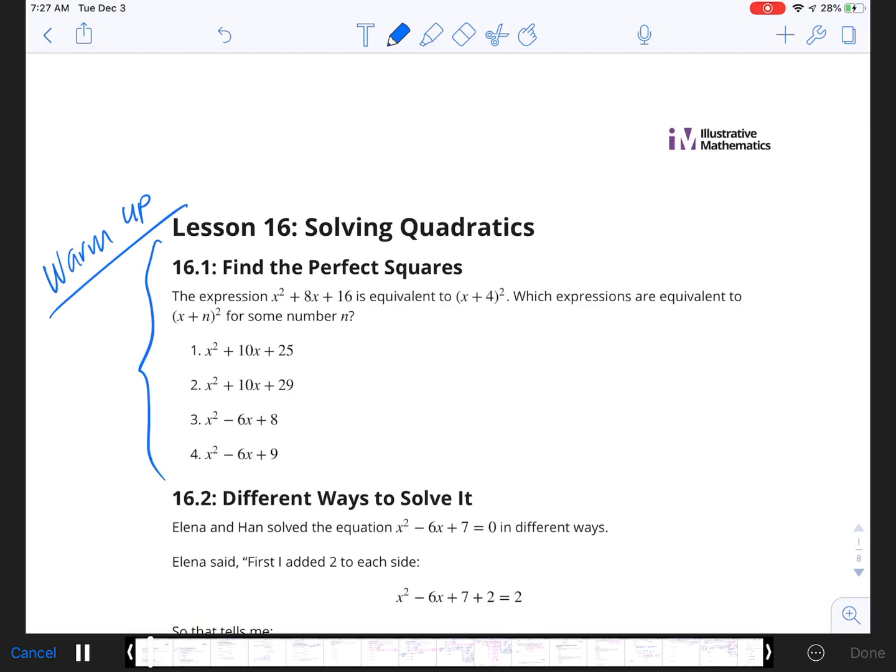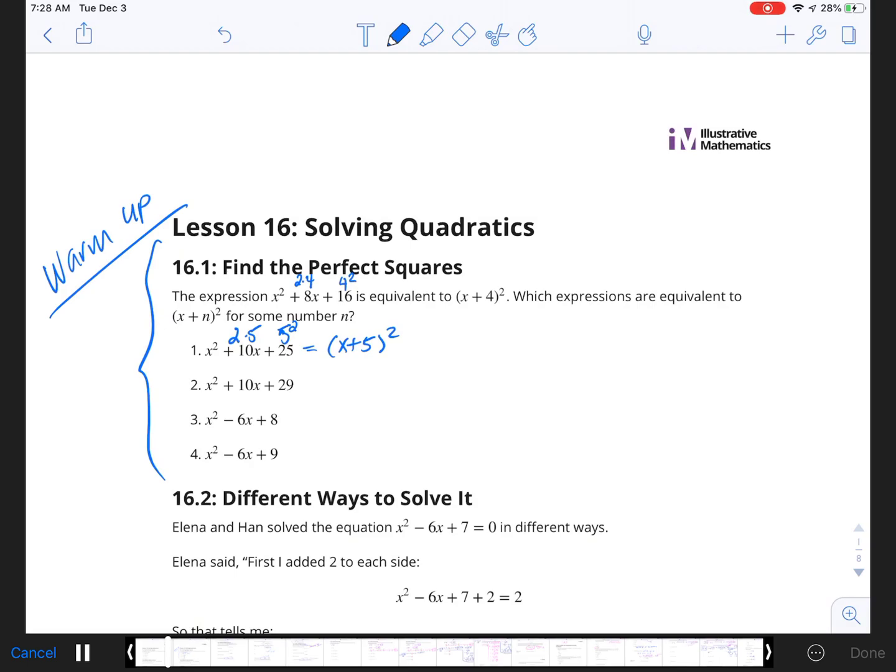So this is our warm-up. 16 is 4 squared. 8 is 2 times 4. So that's where the 4 is coming from. On these ones below us, we want to figure out which ones can be that form of a perfect square. If I'm looking at the first one, that 25 and that 10, I want to see, are they related? Well, I know 25 is a perfect square. 25 is 5 squared. I know that 10 is 2 times 5. And so since 25 is 5 squared and 10 is 2 times 5, it's a perfect square of x plus 5 squared.